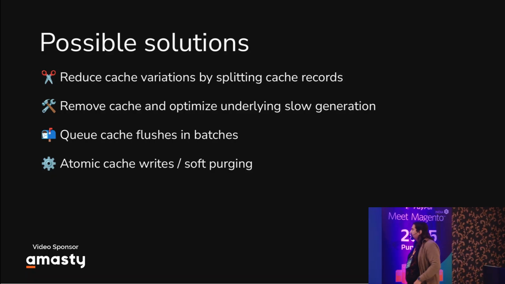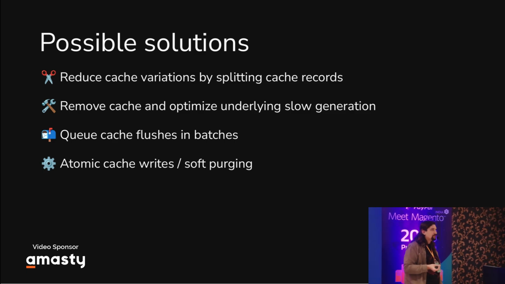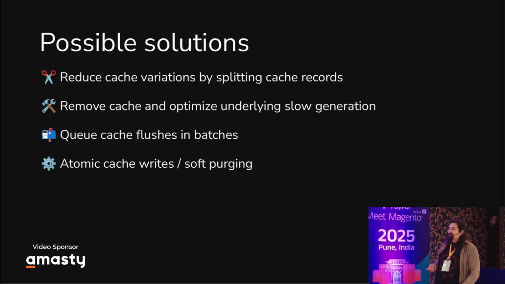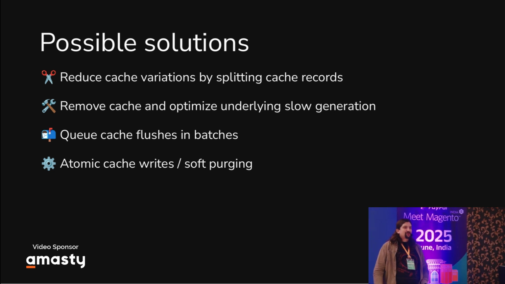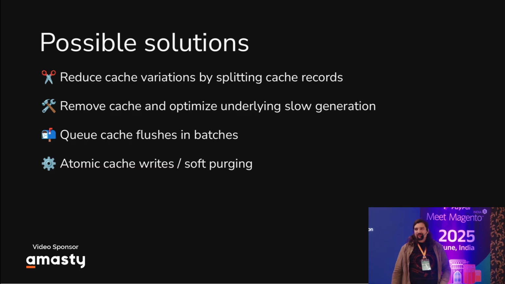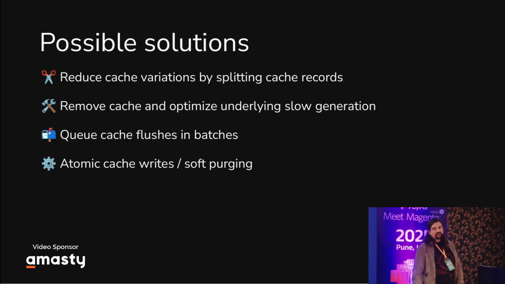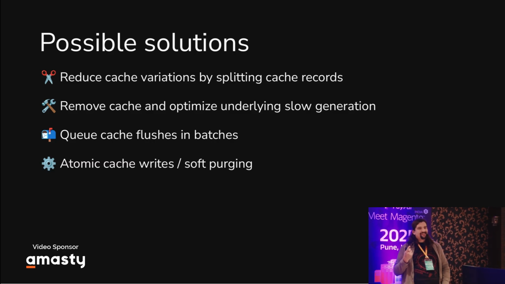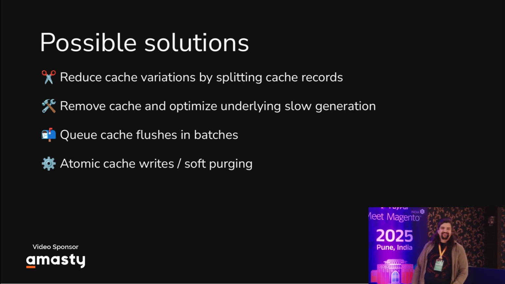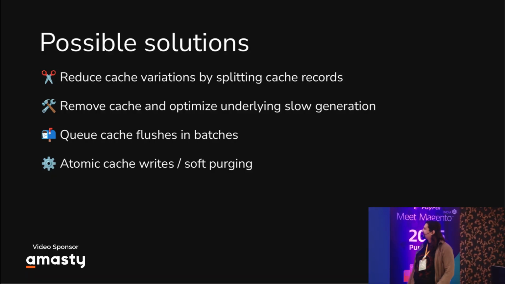Another thing is removing the cache and optimizing the underlying slow generation. I was asked a couple of times today during the conference, what are the 3 things a developer should do to start optimizing performance or take a look at? And I would say there is only one thing that you should do. You should use profilers, right? If you don't know how your code runs, you will never optimize your performance. So there is no top 3 things. There is one thing: use code profilers.